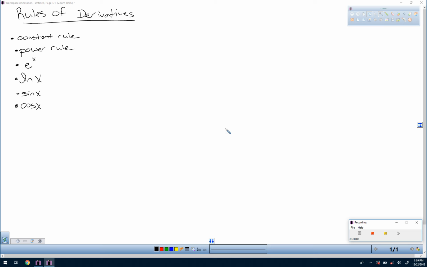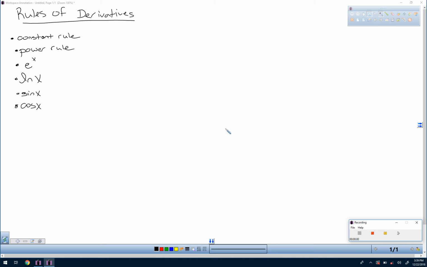All right, for this lesson, we're going to be talking about some basic rules of derivatives. In the last lesson, we used what we call the limit definition to find derivatives. In this and the next couple of lessons, we're going to be introduced to several differentiation rules that allow us to find the derivatives without the direct use of that limit definition. So a little bit of a quicker way of finding derivatives.